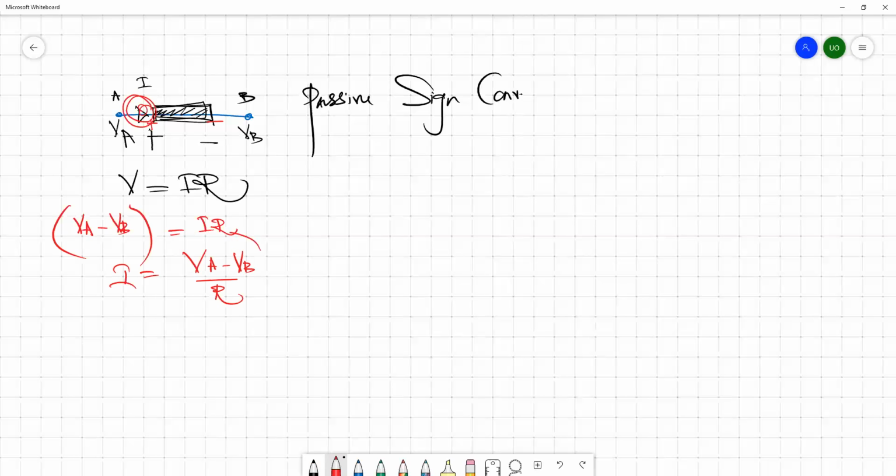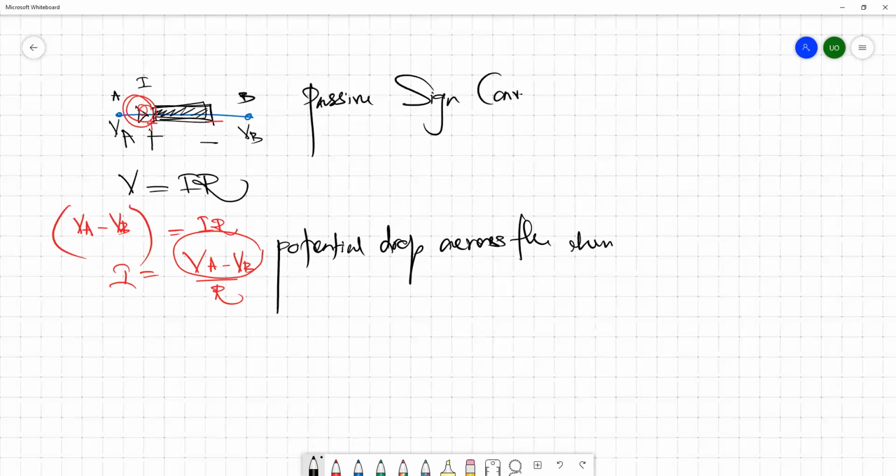So this is the potential drop across the element. VA minus VB is the potential drop across the element, and R is the resistive value of the particular element. So you can easily get the current flowing through the element as the potential drop, or the voltage drop, divided by the resistance. Then you can find the currents.